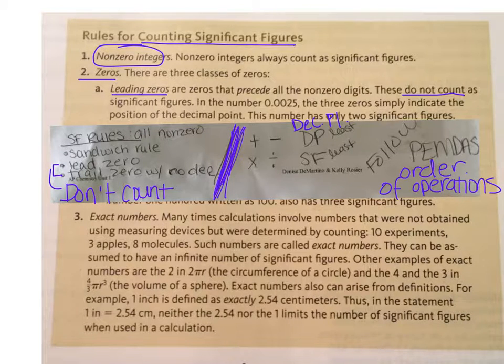Okay, and just remember, if you have exact numbers, don't count those. Don't count exact numbers. So I would add that in under your sig fig rules. Exact numbers don't count. That's an addition to what you guys learned pre-AP year. Okay? So exact numbers don't count.